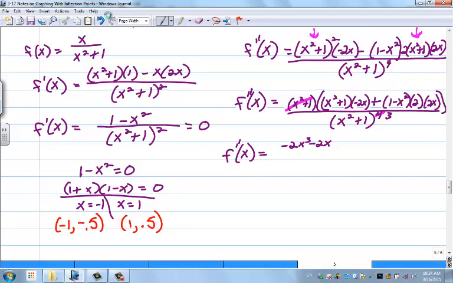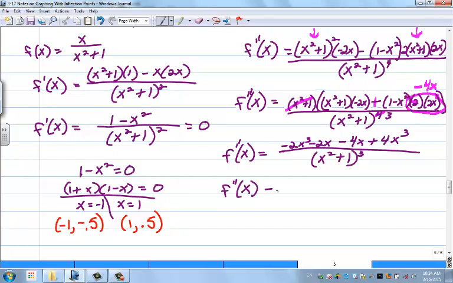So here's what I'll do. Before distributing through, I'm going to change this to a positive. I'll put the negative on the 2 that's here, but then I'm going to just make this whole thing into negative 4x. And then I'll distribute it through. When I distribute negative 4x through 1 minus x squared, negative 4x times 1 gives me minus 4x. Negative 4x times negative x squared gives me plus 4x to the third. And that's all over x squared plus 1 to the third. Ugly algebra here, kids, but really, it's just algebra. Just have to be meticulous.